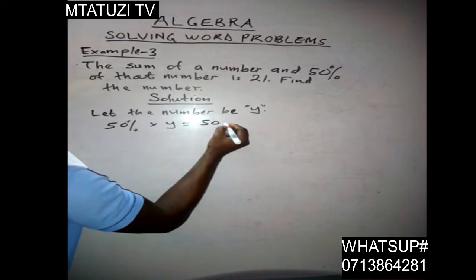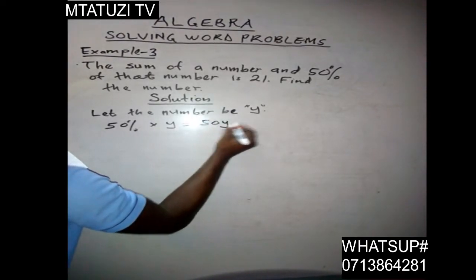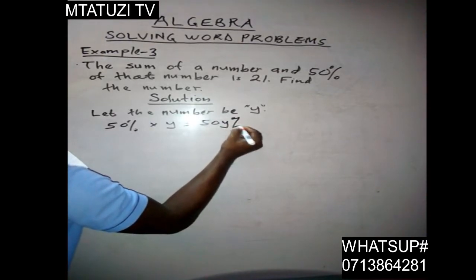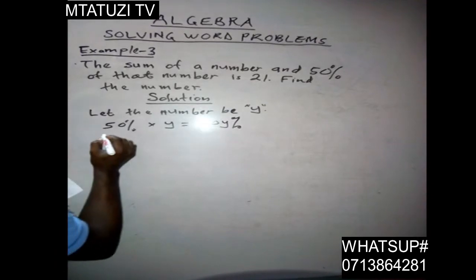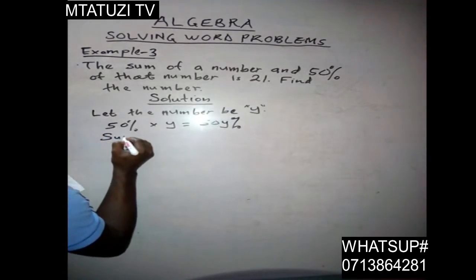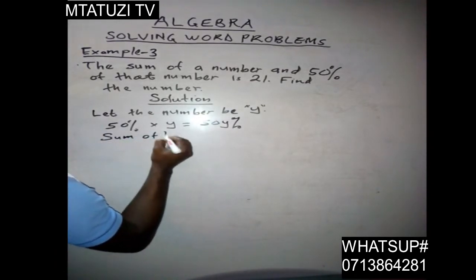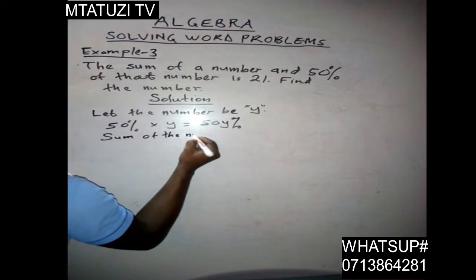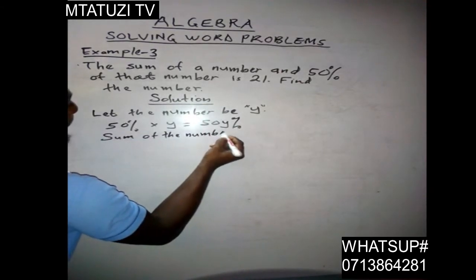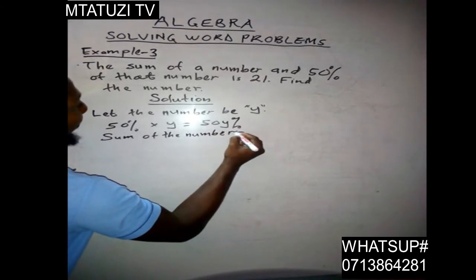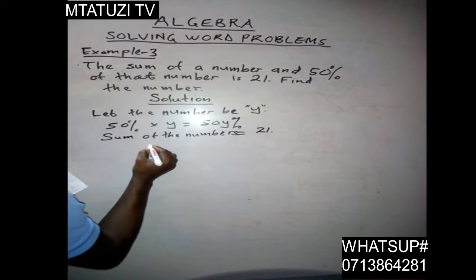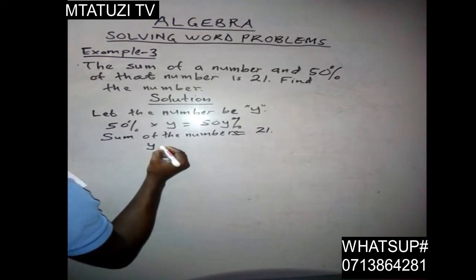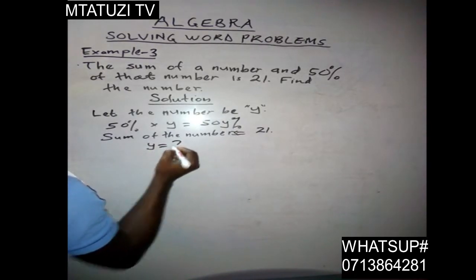Now, their sum, you are given the sum of the numbers. The sum of the numbers is equal to what? 21. So find the number. That number is equal to how much?